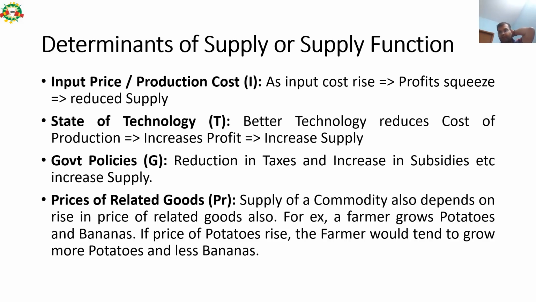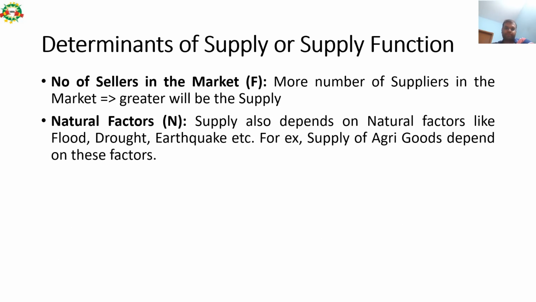Prices of related goods. Supply of a commodity also depends on rise in price of related goods. For example, a farmer grows potatoes and bananas. If price of potato rises, the farmer would tend to grow more potatoes and fewer bananas. Number of sellers in the market. If more suppliers are there in the market, then greater will be supply. Natural factors. Supply also depends on natural factors like flood, drought, earthquake. For example, supply of agri goods depends on these factors specifically.